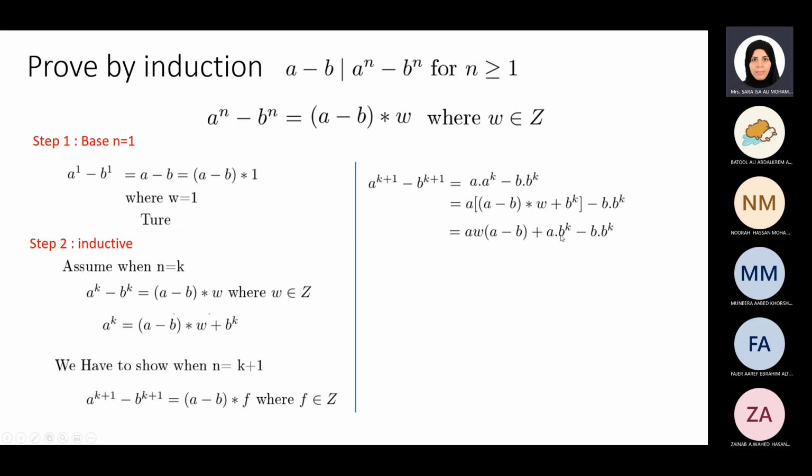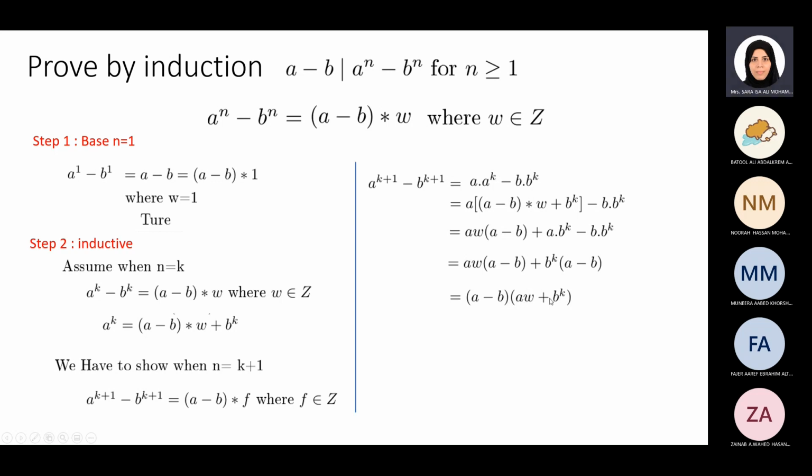Then if you look over these two subterms, you will find that B to the power K is common between them. So I will take B to the power K as a common factor between these two subterms. I get A minus B. So the whole parenthesis A minus B is here and it's also there in the first term. So I can take A minus B as a common factor between these two subterms. The remaining part is A times W plus B to the power K.